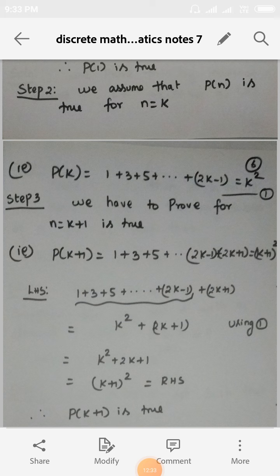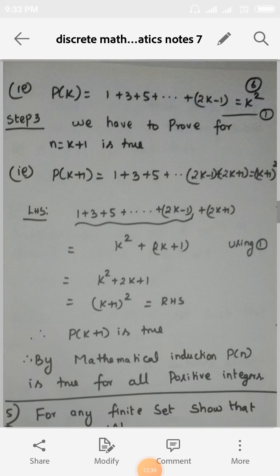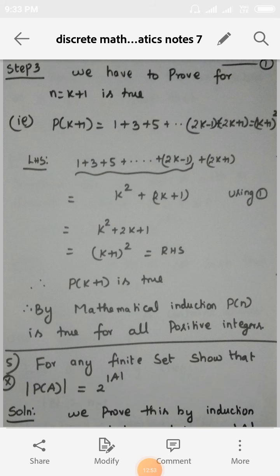2k minus 1 is nothing but k square. See the first equation: k square plus 2k plus 1. That is nothing but 2k square plus 2k plus 1, which when we factorize, we get k plus 1 the whole square. That is nothing but RHS. Therefore, P of k plus 1 is true. Therefore, by the principle of mathematical induction, P of n is true for all positive integers.